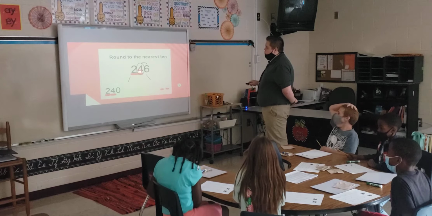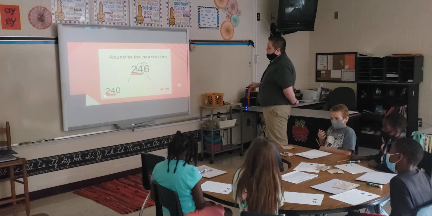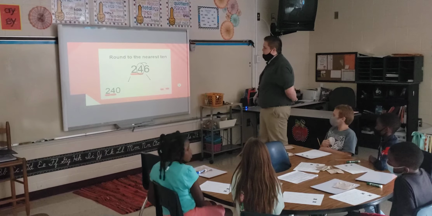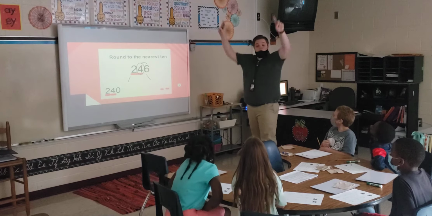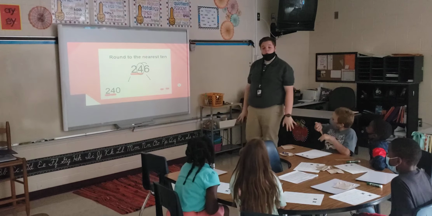Then it tells us what's going to be right here. See how it has 2 and 4 right here? This will not change, except we're just going to add the 0. And then right here, this is going to tell us in the ones place if we're going to round up or down. If we're going to soar or rest.